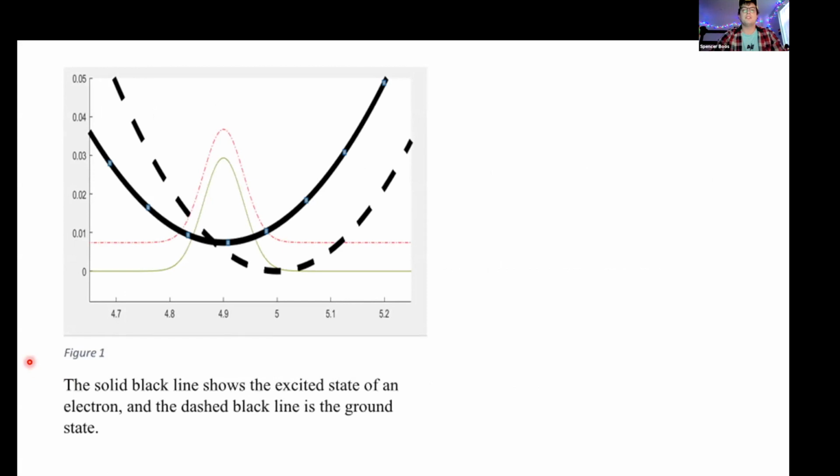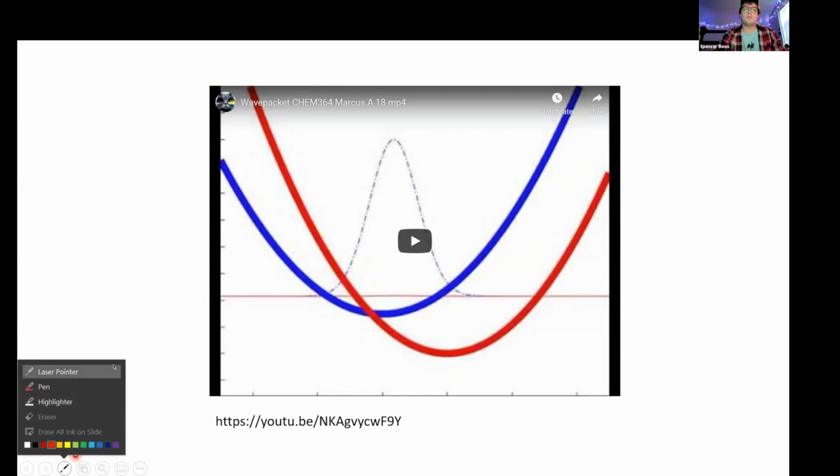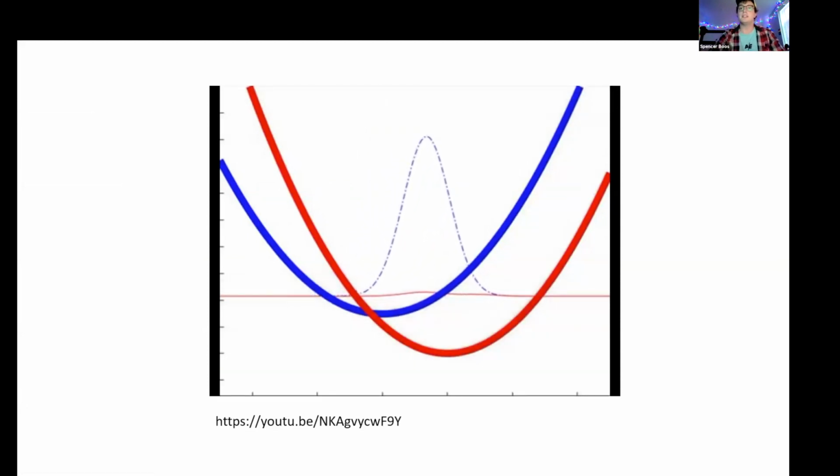So here is our wave function. This first dashed line right here is our ground state, and this solid line up here is the excited state of the electron. So we're trying to get the electron from its ground state to its excited state. It naturally does it on its own, but if we could somehow get it into that state quicker, or if there's a more efficient speed, that would be the best possible option.